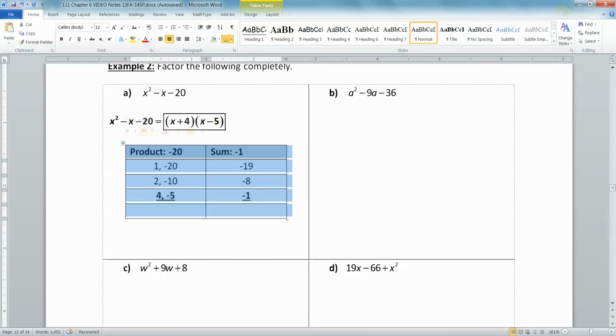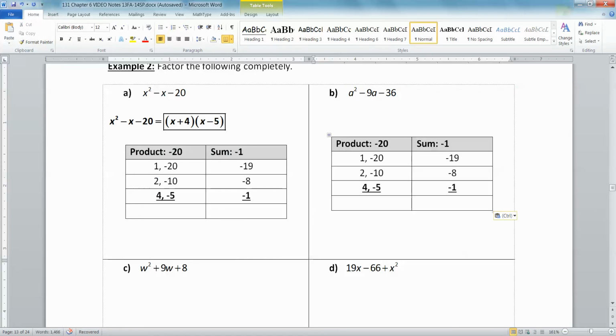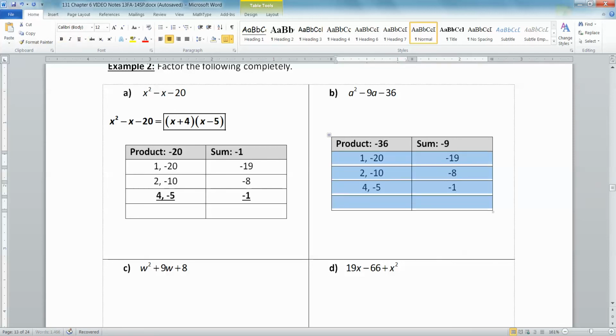All right, let's do it again over here for the next one. So I've got a squared minus 9a minus 36. So I need to multiply to negative 36, but I need to add up to negative 9. All right, let's see here. 1 and negative 36, that would make negative 35. Well, that's not good. 2 and negative 18, that would make negative 16. That's no good again. 3 and negative 12, that makes negative 9. There it is, right there.